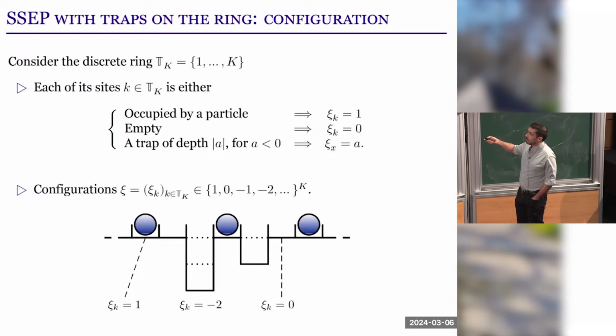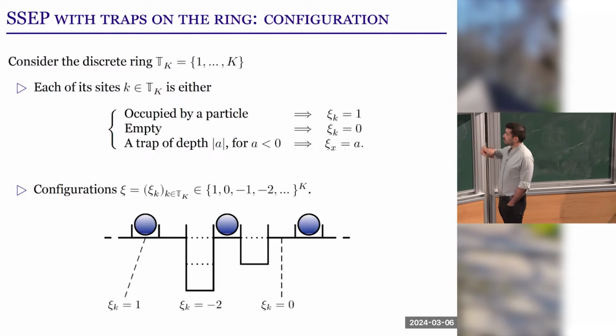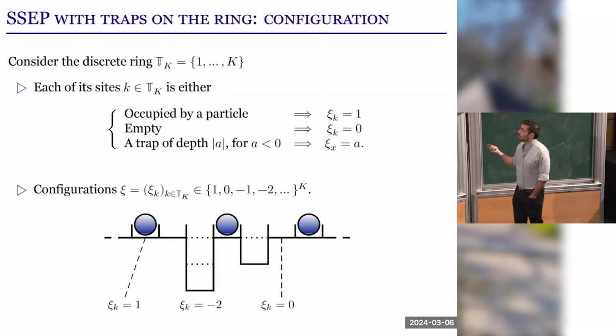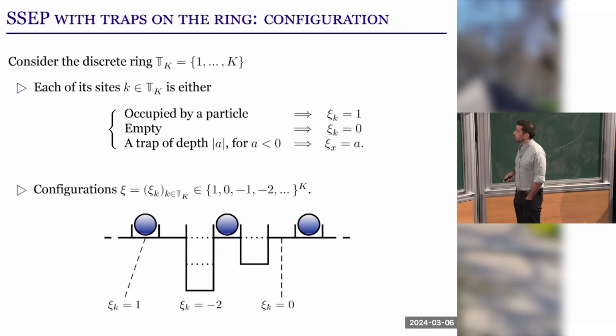Here you have a trap of depth 1. Here you have a regular SSEP empty site. And here you have an occupied site. This is very similar to the SSEP, except that you have these traps here and there with no specific assumption on where they are for now. So this defines a configuration for your particle system.